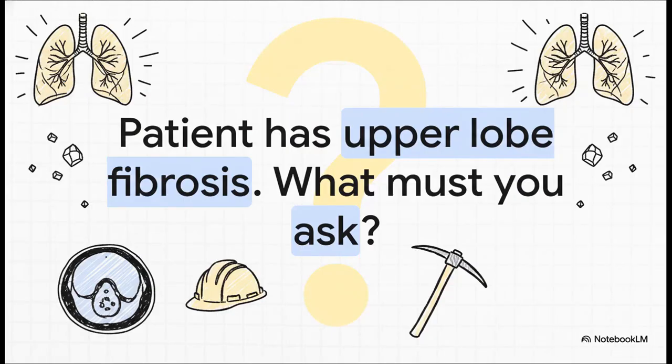So I'll leave you with this final thought, a clinical pearl. You're reviewing an imaging report, and it clearly describes fibrosis that's concentrated in the upper lobes. Before you think about anything else, what is the single most important question you have to ask that patient? The answer, of course, is what do you do for a living? It all comes back to that occupational history.